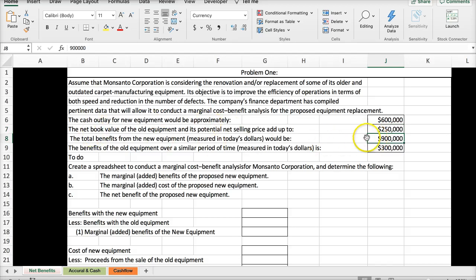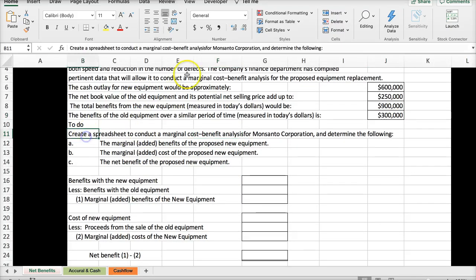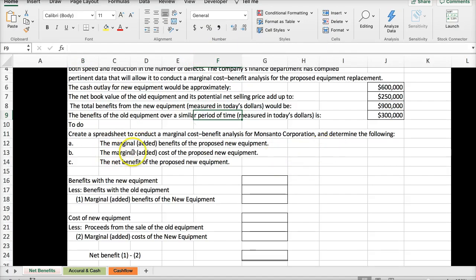So when they say benefits, they mean this is what the new equipment is going to provide over the old equipment as far as saved labor hours, saved money from defects, saved money from loss of material. And then the benefits from the old equipment over a similar period of time would be only $300,000. So first thing we want to put together, they're asking us to create a spreadsheet to conduct a marginal cost benefit analysis for Montesanto and determine the following: the marginal added benefit of the proposed new equipment, the marginal added cost of the proposed new equipment, and the net benefit of the proposed new equipment.